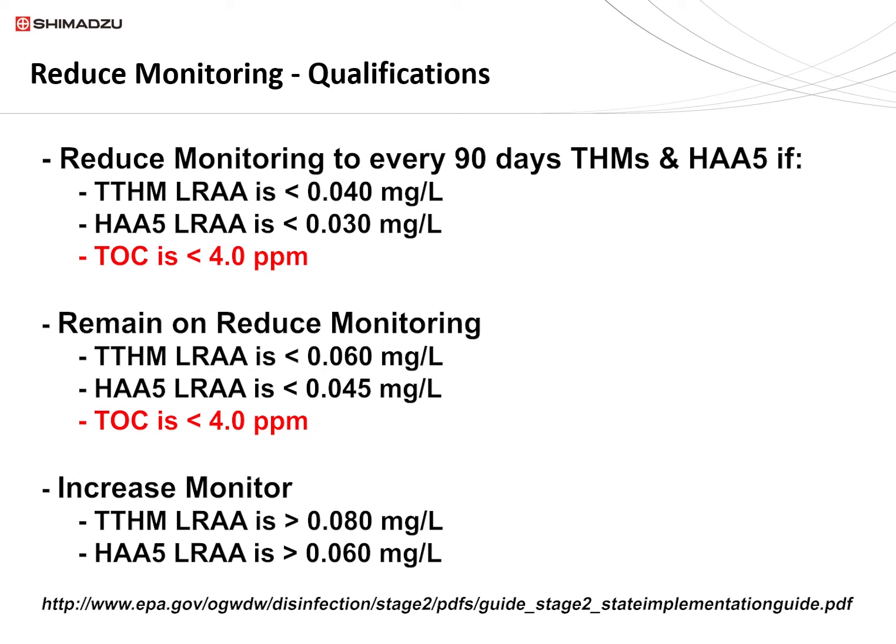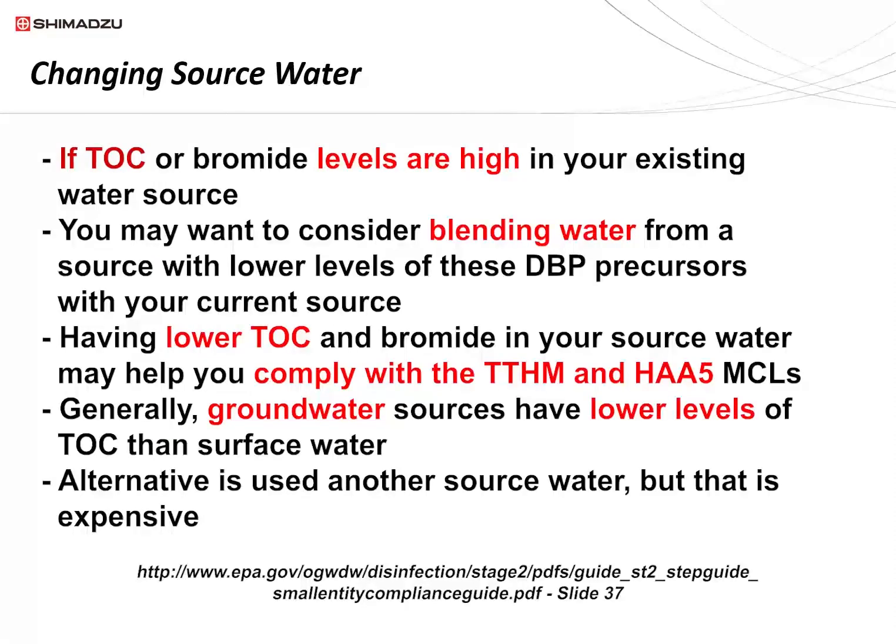To remain on reduced monitoring, THMs must be less than 0.060 ppm, HAA5s less than 0.045 ppm, and TOC less than 4 ppm. However, monitoring will increase again if the THMs are above 0.080 ppm and the HAA5s are greater than 0.060 ppm. If TOC levels are high, then consideration of blending water to lower the TOC levels and comply with the THMs and HAA5s is acceptable. For example, groundwater has lower levels of TOC than surface water.